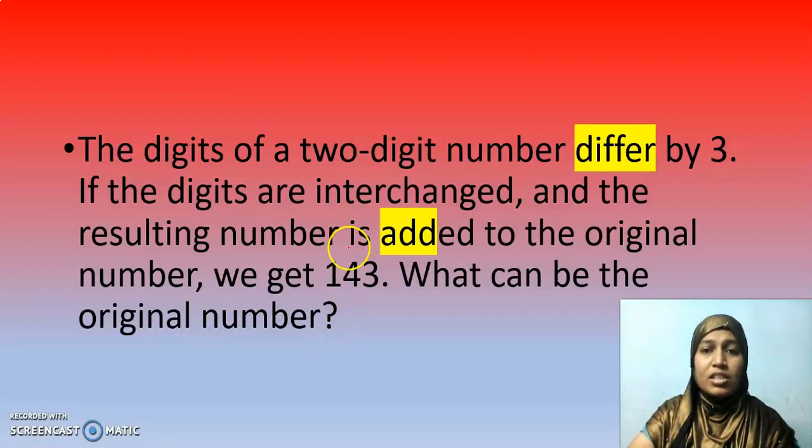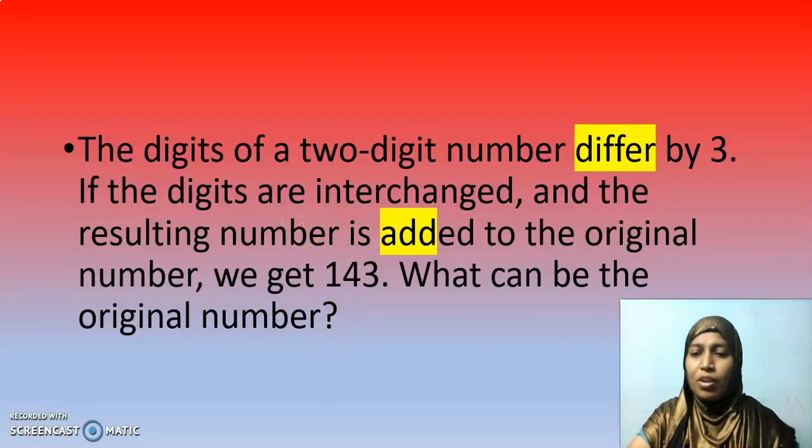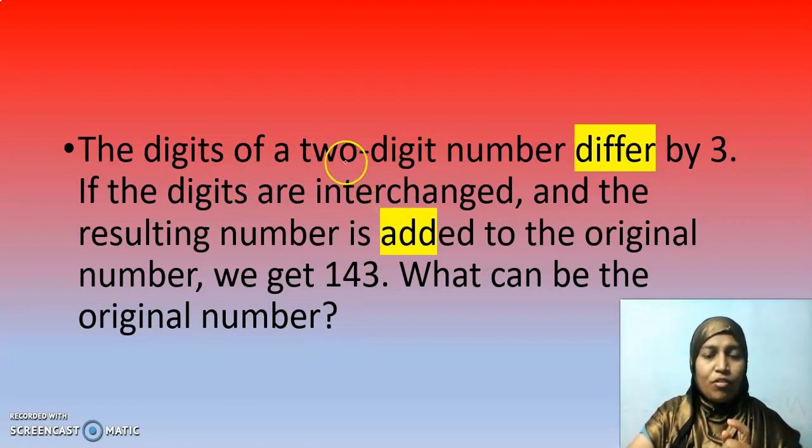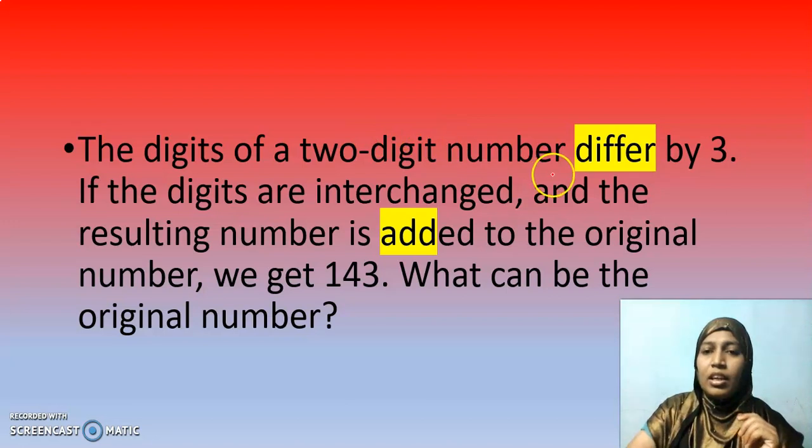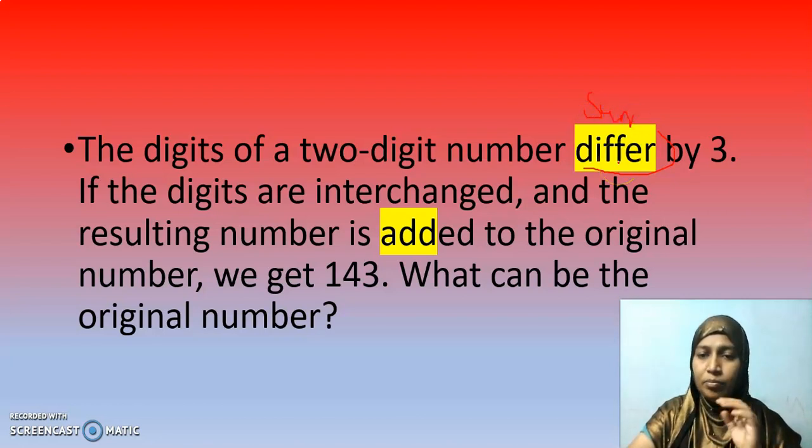Okay, children. Now the next sum is similar to the previous problem. Only a small change in it. The digits of a 2-digit number. Again, we have a 2-digit number and we have 2 digits. They differ by, in the previous problem we had the sum of the digits. Do you remember? Here they say that they differ by 3.